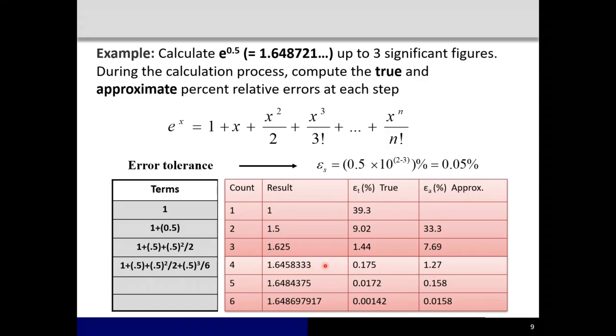The approximate error: in this case, how was this 1.27 computed? The current approximation is this number on the fourth count, and the previous is the result of the third count. The difference between the two divided by 1.645833 gives me 1.27, but this 1.27 again is greater than 0.05. So not until the sixth count was I able to have an error less than 0.05%. So I used the first term, second term, third, fourth, fifth, and sixth term, and I was able to have an error of 0.05%. That is where I should stop.